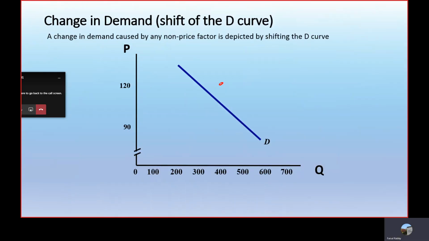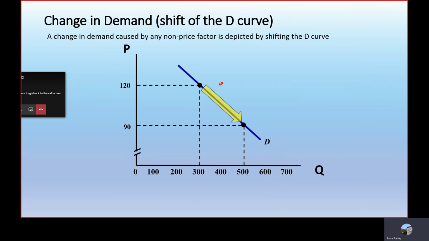However, after we have learned that a change in price would cause a movement along the demand curve, now if we ask ourselves, well, what if anything other than price changes and affects the demand? How would we show that in a graph? The answer is we'll just have to shift the curve.